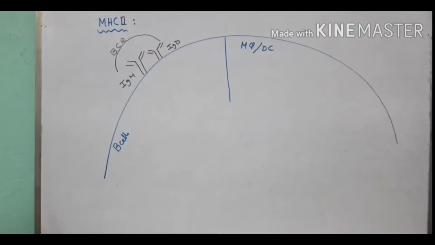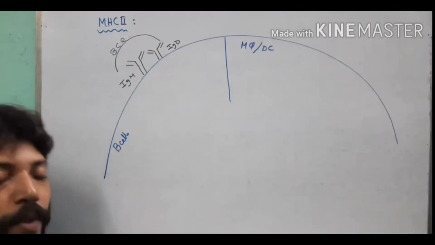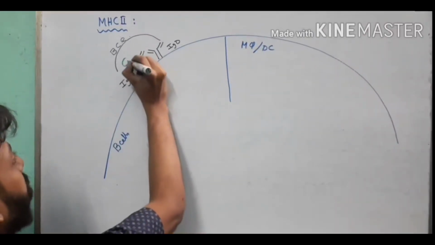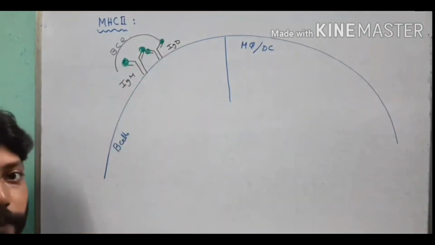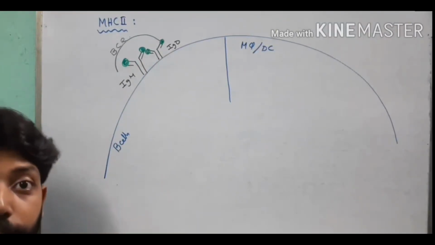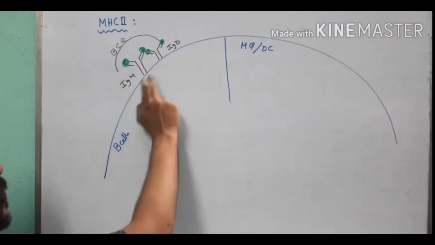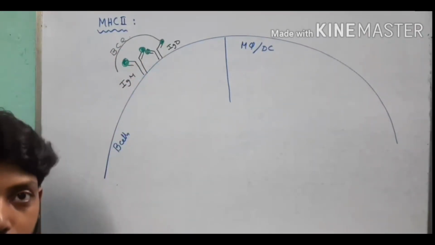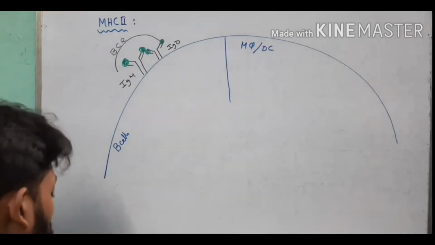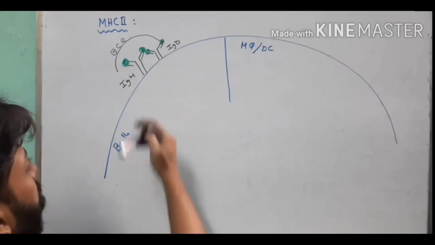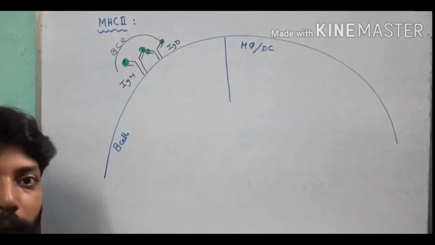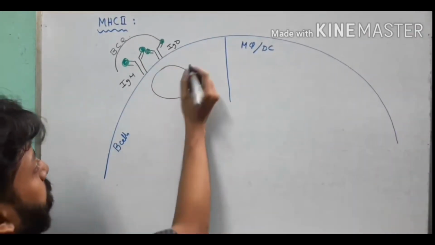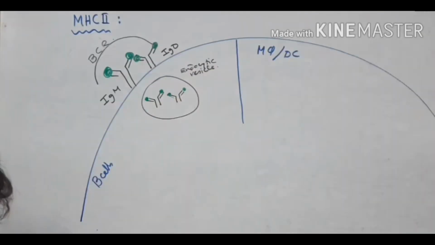Now this antibody can bind with microbes or antigen. Let's assume this antibody binds with an antigen. When the antibody binds with the antigen, since IgM and IgD are the B cell receptor, a process occurs called receptor-mediated endocytosis. So endocytosis occurs, and what happens? This antibody along with the antigen enters into a vesicle. This vesicle is called an endocytic vesicle.